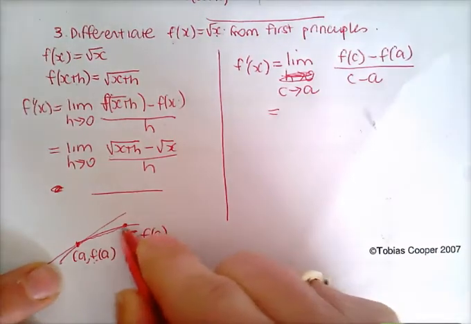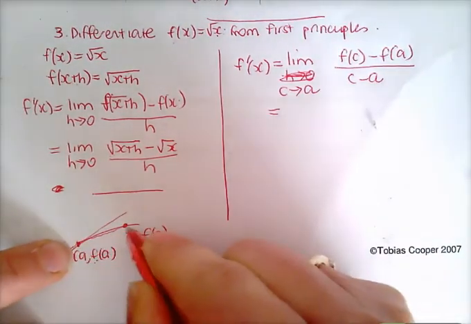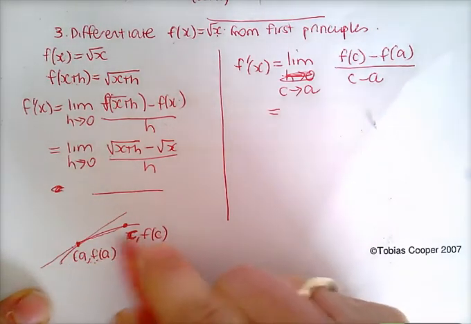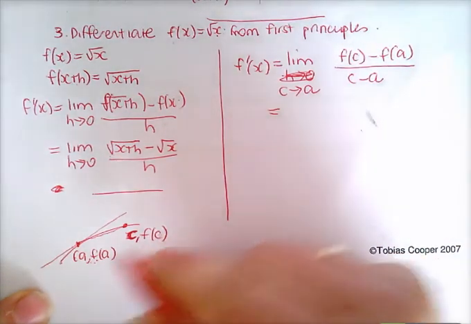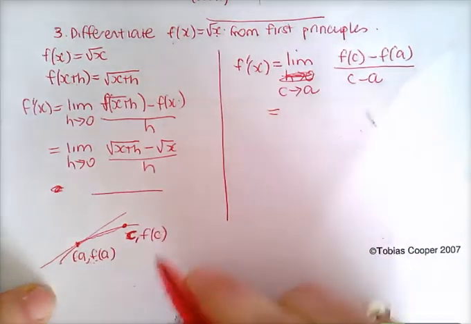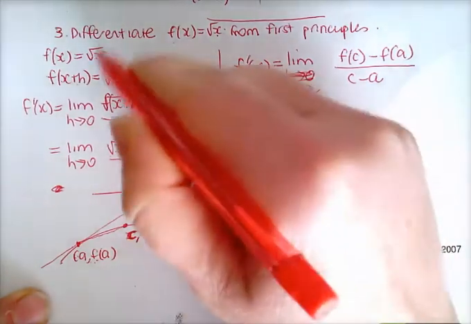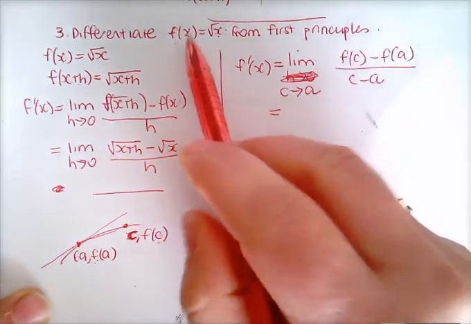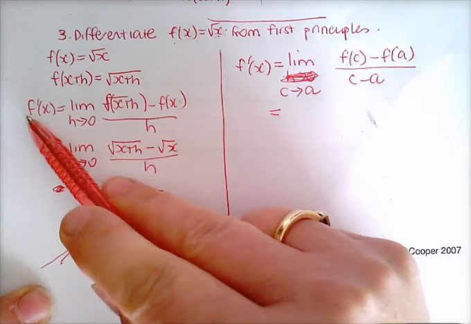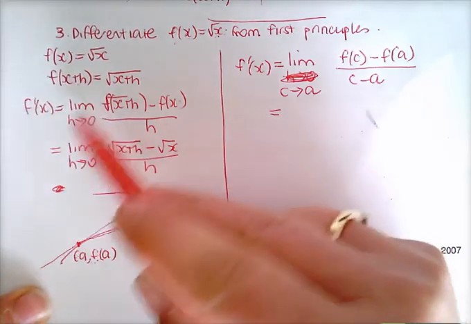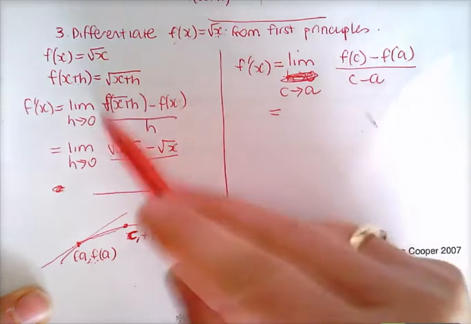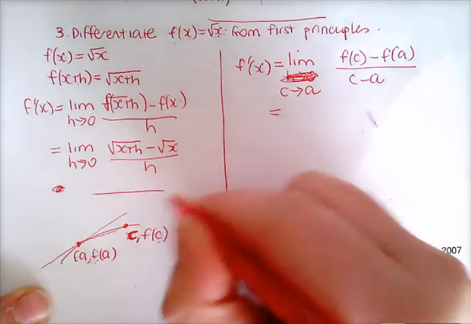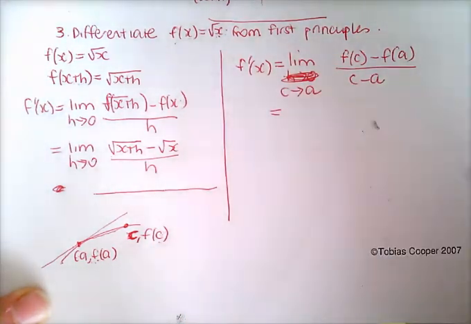So as c gets closer and closer to a, the gradient of the secant, remember, is y2 minus y1 over x2 minus x1, which is function of c minus function of a over c minus a. Now I'm calling it function of c because I've got x's up here and I don't want to use the same pronumerals, okay? So when you're differentiating something with the square root, do not use this version, f dash x is the limit as h approaches 0 of this function, because what happens here is that you cannot simplify the numerator. So what we do is we use this version of differentiating from first principles.